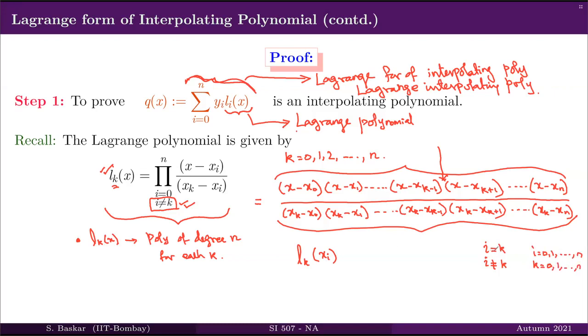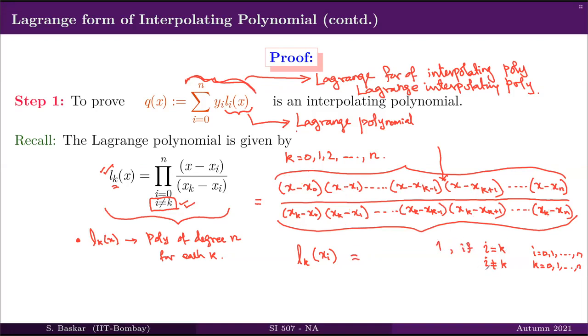Now, what happens if i is equal to k? If i is equal to k, then you are plugging in xi as an argument to Lk. Therefore, every term, instead of x, you will put xi in the numerator. So if i is equal to k, then this first term will become xi minus x naught, which is xk minus x naught, right? Because i equal to k for the first case. Therefore, that will get cancelled with this. Similarly, this will become xk minus x1. That will again get cancelled with this. Like that, everybody gets cancelled. If you put x equal to xk, you will have 1 if i equal to k.